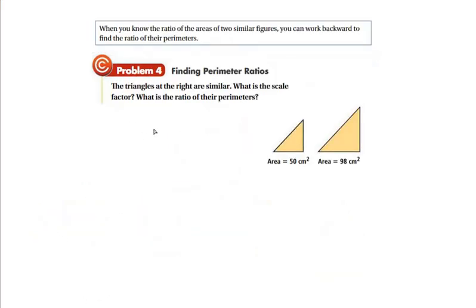Now we will do the opposite. When you know the ratio of the areas of two similar figures, you can work backward to find the ratio of their perimeters. Remember that the ratio of the areas is A squared over B squared, while the ratio of the perimeters is A over B. So if we find this and take the square root, we can find the ratio of their perimeters. The triangles at the right are similar. What is the scale factor?